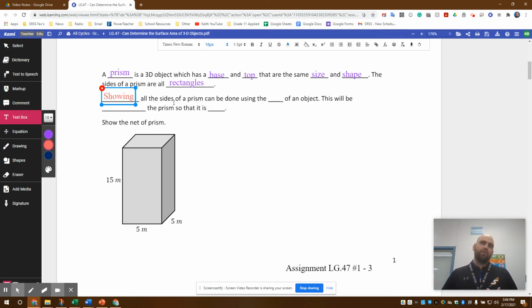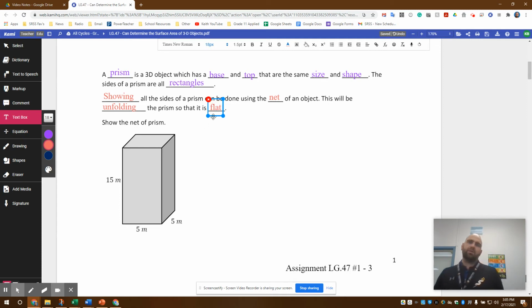Showing all the sides of a prism is a little bit difficult when we look at it, right? There's 3 sides of this prism that we cannot see, that are invisible. But it can be done using what's called the net of an object. This is what we would consider unfolding the prism, so it is flat.